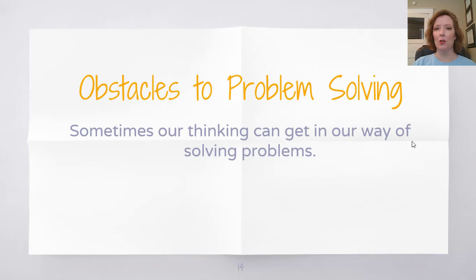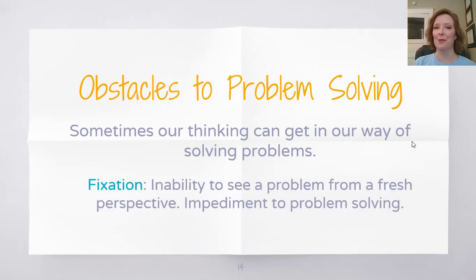So let's talk about obstacles to problem solving. Sometimes our thinking can get in the way of solving problems. One of those types of obstacles to problem solving is known as fixation. This is the inability to see a problem from a fresh perspective. It's an impediment to problem solving.